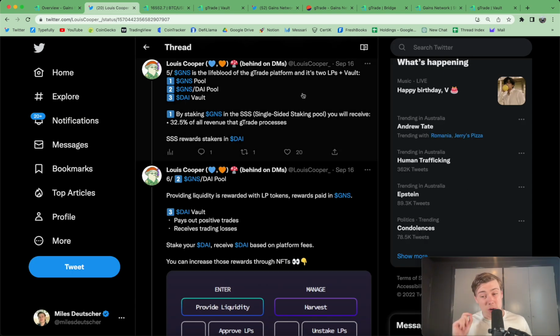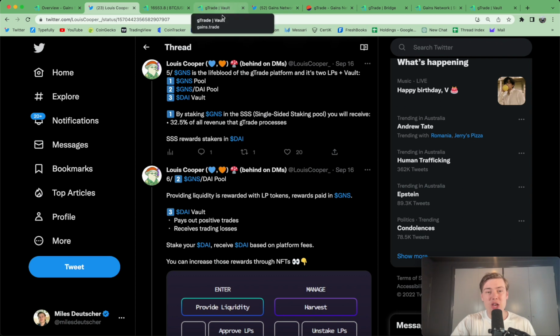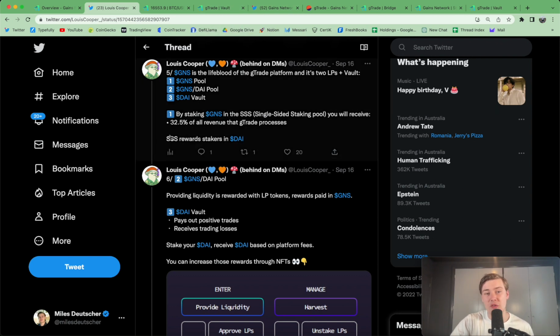Lewis Cooper did a very good thread that breaks down how Gains works quite simply. He says the GNS token is the lifeblood of the gTrade platform. It's 2 LPs plus Vault. So it's got its GNS pool, its GNS DAI pool, and its DAI Vault. By staking GNS in the single-sided staking pool, you will receive 32.5% of all revenue that gTrade processes.